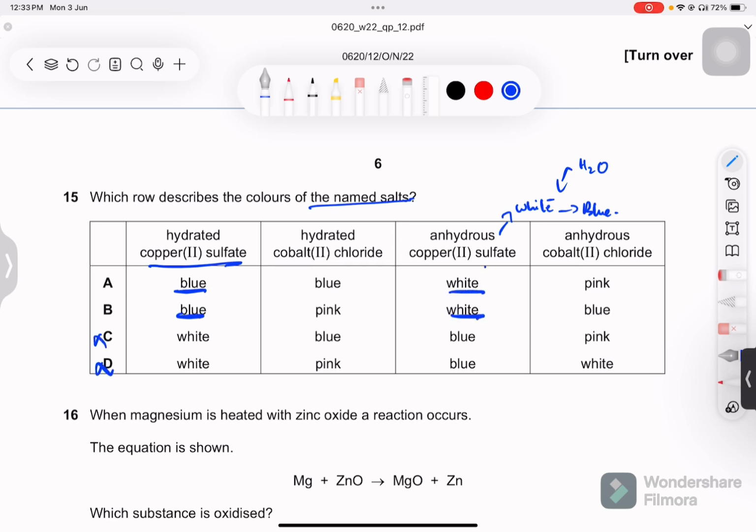Next, hydrated cobalt(II) chloride. It should be blue when anhydrous and pink when hydrated. The change is blue to pink. You can remember it as BP. So option B is correct.